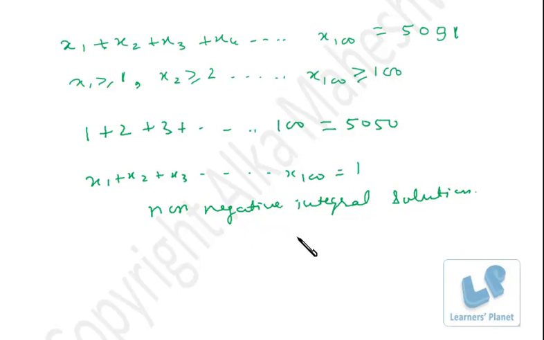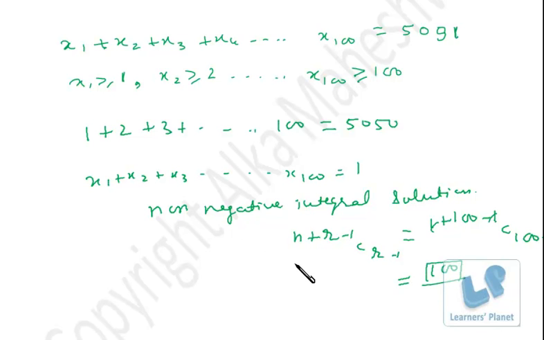So it's n plus r minus 1 c r minus 1. So n is what? 1, plus r is what? 100, minus 1 c 100 minus 1. So it's 100c99, that is 100. So the total number of ways is 100.